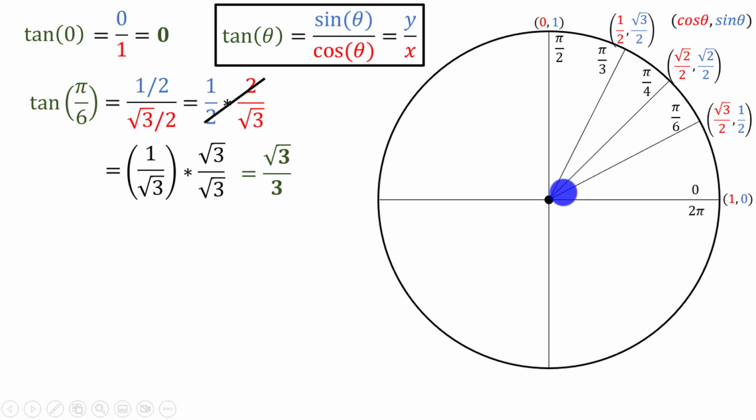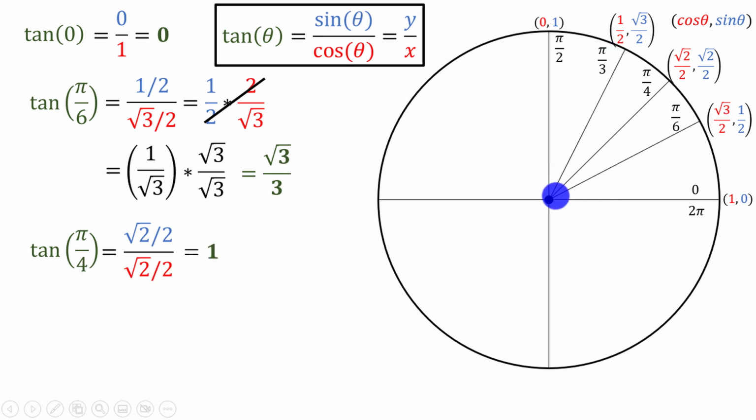Next, let's go to pi over 4. Tangent of pi over 4 will be the y-coordinate of square root 2 over 2 divided by the x-coordinate, which is also the square root of 2 over 2. When we divide something by itself, we will just get 1. So tangent of pi over 4 is just equal to 1.